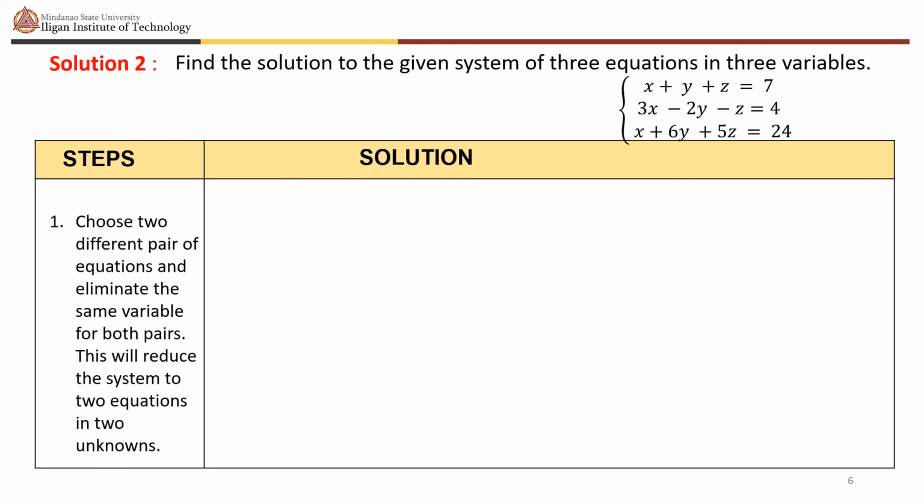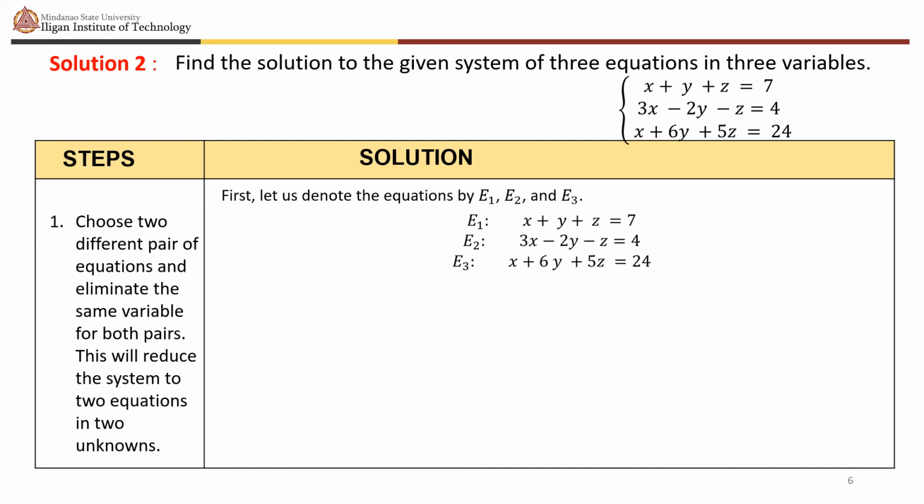The first one is to choose two different pairs of equations and eliminate the same variable for both pairs. This will reduce the system to two equations in two unknowns. So first, let us denote the equations by e sub 1, e sub 2, and e sub 3. We let our e sub 1 be x plus y plus z is equal to 7, e sub 2 be 3x minus 2y minus z is equal to 4, and e sub 3 be x plus 6y plus 5z is equal to 24.